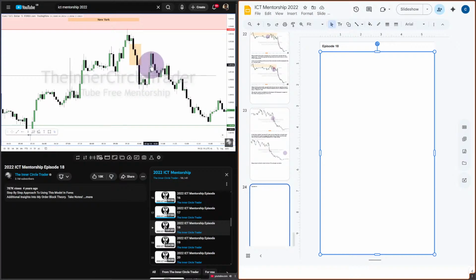So I'm answering the question I saw, or it really wasn't a question. It was someone trying to make a point that I was showing something incorrectly by showing a higher time frame fair value gap. Because wouldn't the smaller time frame fair value gap form before the higher time frame? No, it never works like that. The higher time frame imbalances are going to be parent to the subordinate smaller time frames.